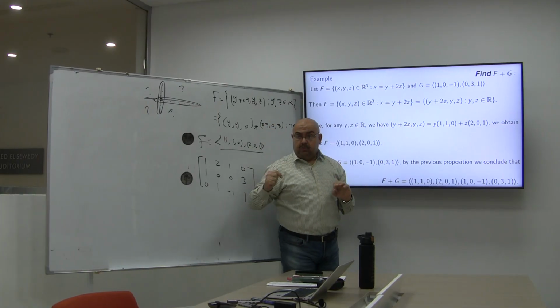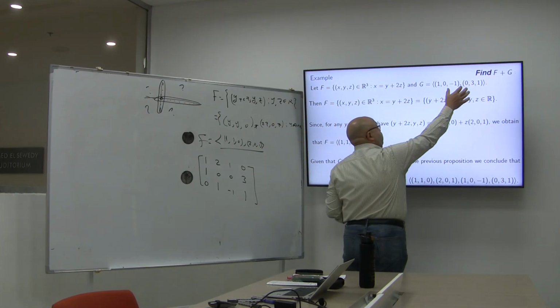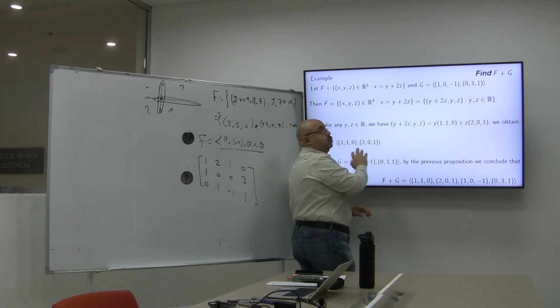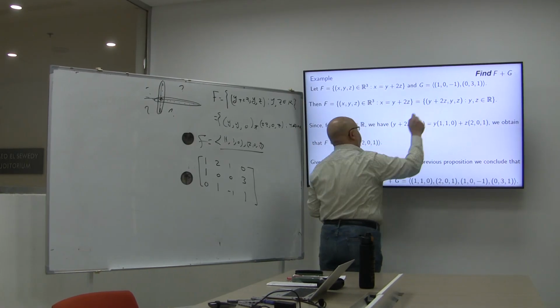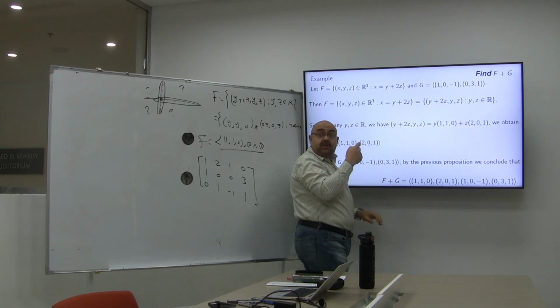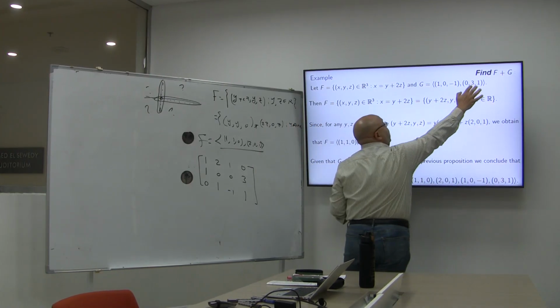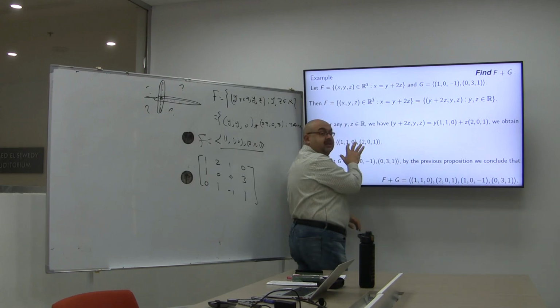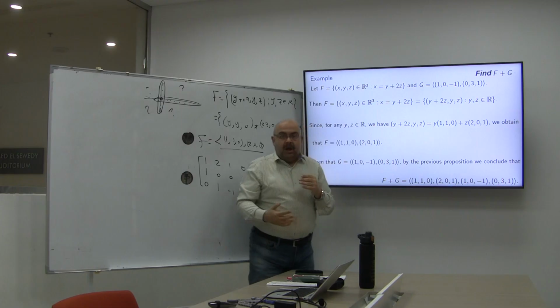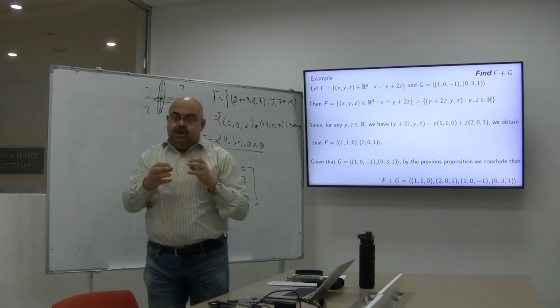Which means also that those vectors cannot be generated from those ones. So I can't generate 1, 0, negative 1 from the combination of these two vectors. Okay, do you understand what I'm saying? And I can't generate that vector also from this set. And the same way, vice versa. So I can't generate any of them from each other.